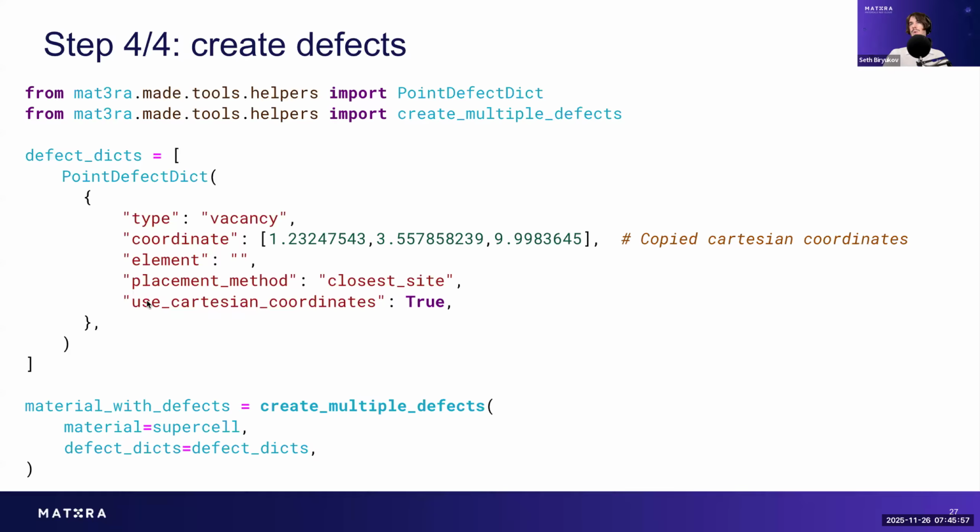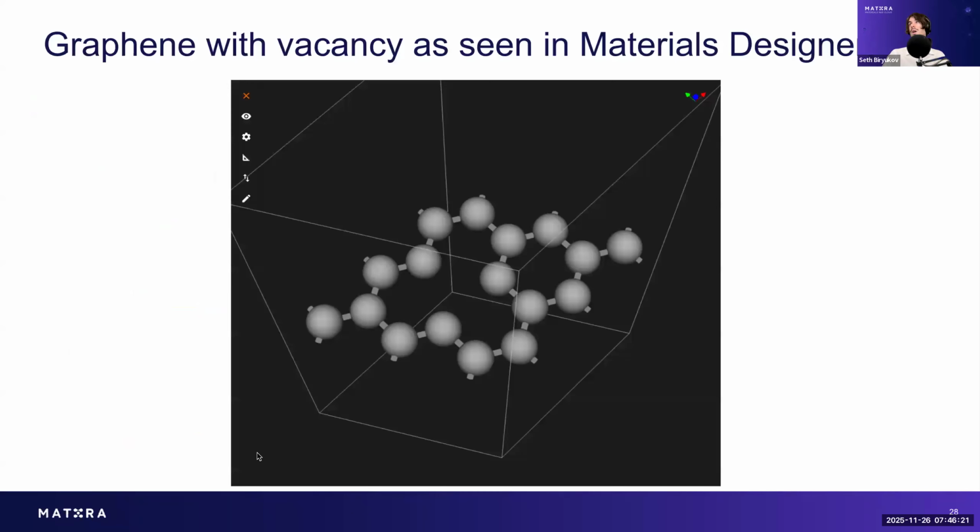It's generally better to use the closest site resolution if you want to remove a specific atom. We would also set the use Cartesian coordinates flag to true, because by default we use crystal coordinates for the functions, but here we want to specify a Cartesian one. And then we would use the create multiple defects helper function, pass the supercell material that we created, and pass the defect dictionaries to generate a structure.